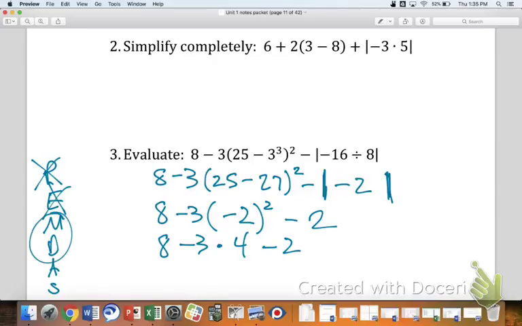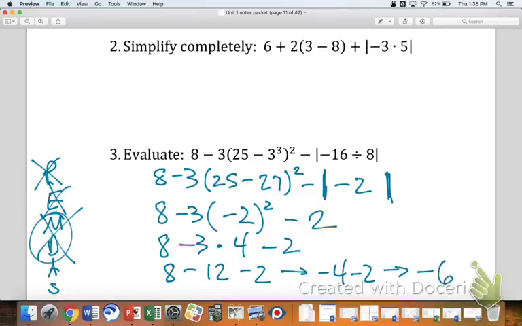So in the middle there, 3 times 4 is 12, so it would be 8 minus 12 minus 2. Finally, I'm done with multiplication and division. I'm down to the addition and subtraction. What is 8 minus 12? And negative 4 minus 2 is? Our final value there is negative 6.